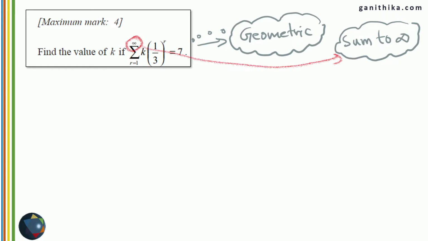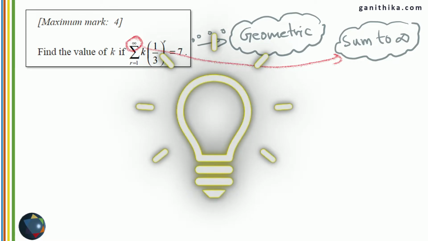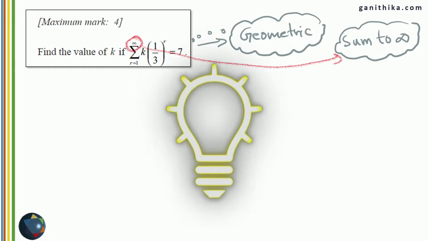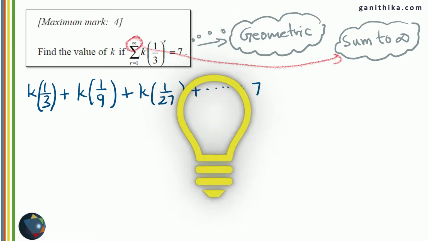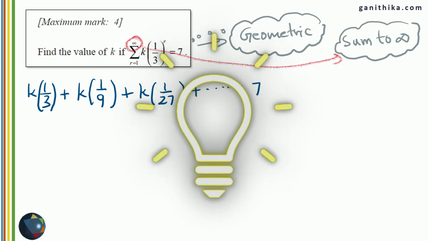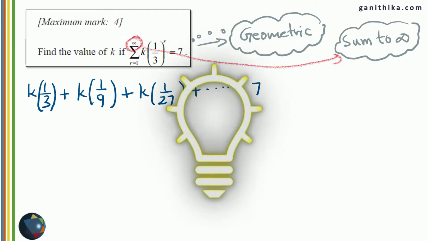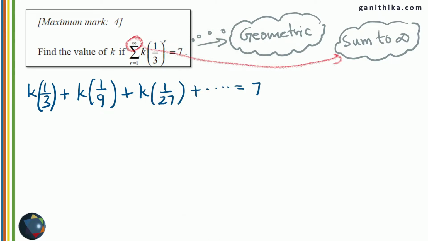So I am going to give you another tip here. Whenever the series is given in sigma form, the first thing that you need to do is expand the series so that you can clearly see the series in individual terms. For example, here in this case, r equal to 1 will give you the first term k times 1 over 3. R equal to 2 will give you k times 1 over 9. R equal to 3 will give you k times 1 over 27, etc.